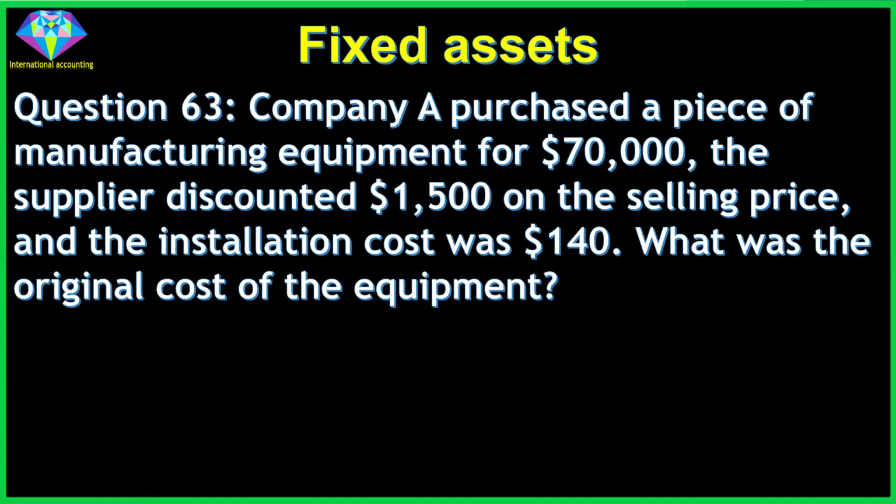Question 63. Company A purchased a piece of manufacturing equipment for $70,000. The supplier discounted $1,500 on the selling price, and the installation cost was $140. What was the original cost of the equipment? Answer: $68,640.